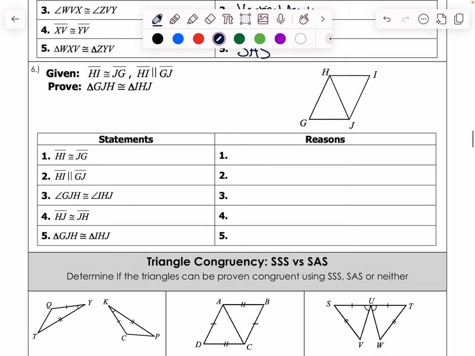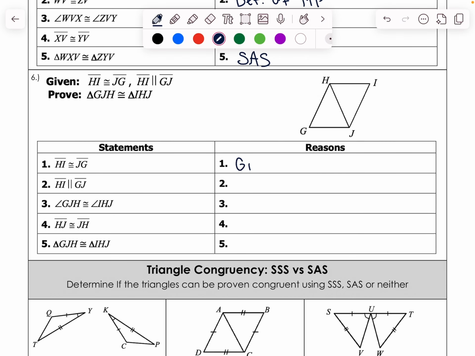Okay, so on number 6, again, we have two givens. I know that HI is congruent to JG. And I also know that those are going to be parallel. So if they are parallel, then we should be looking for an angle relationship. So angle GJH is congruent to angle IHJ. That angle relationship is going to be alternate interior angles.